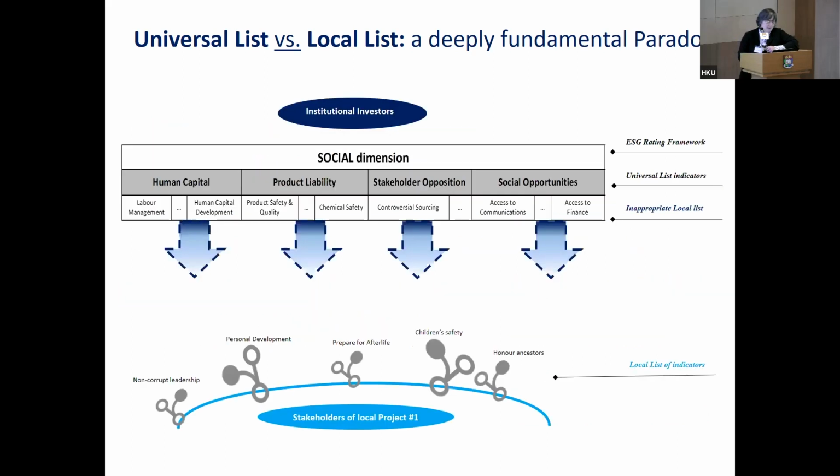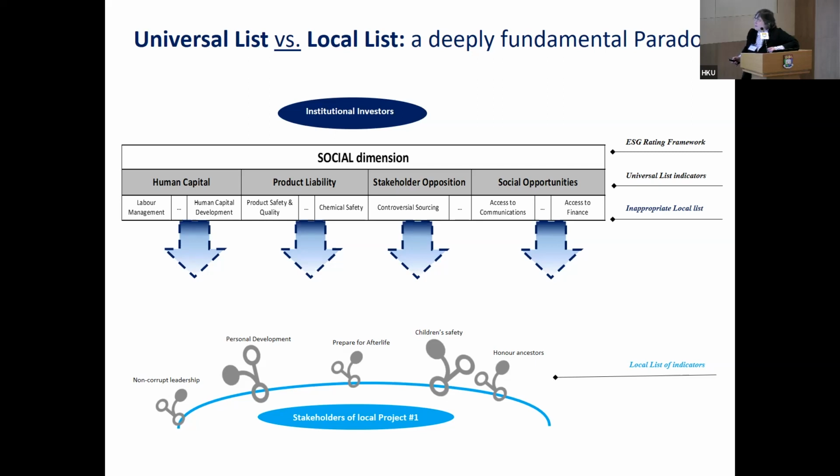And so this brings us to this concept. There is a deep fundamental paradox between these universal broad level dimensions, which investors may want to know about because they want to use them across lots of different countries because they've got them benchmarked, they've got them defined, they're nailed. Here are our universal lists for the investors, and they belong to a very strong ESG rating framework. But these are already inappropriate ways to measure them.